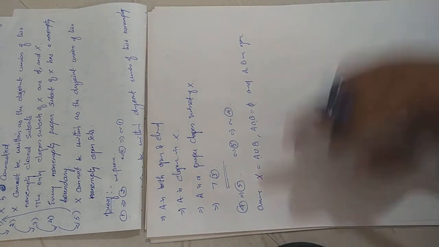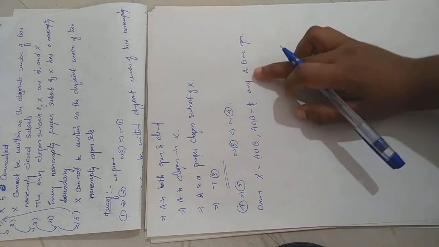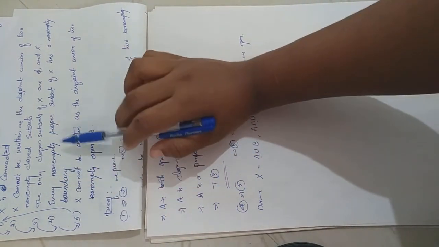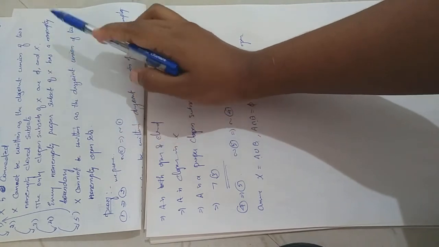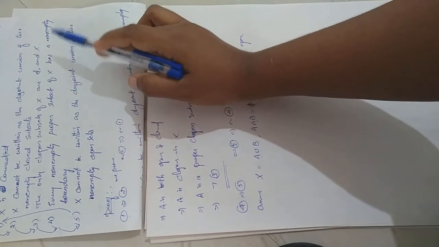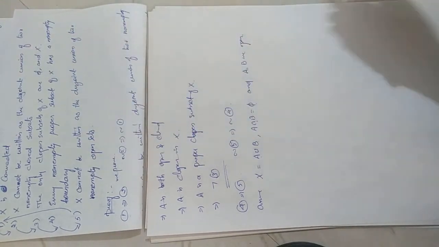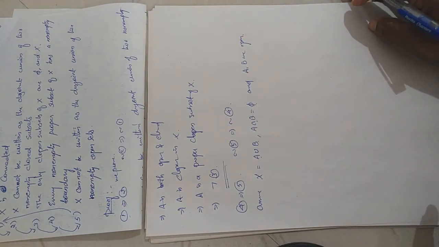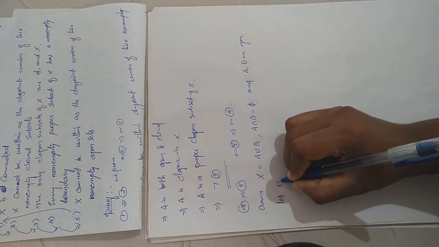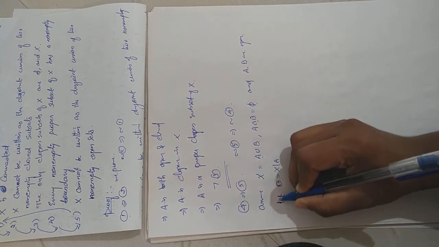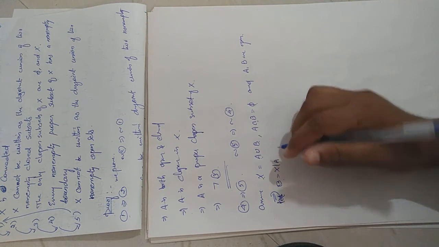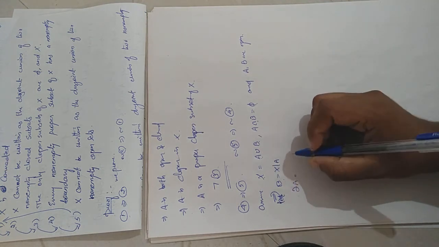Ready? So X is equal to A union B, A intersection B equal to empty, and A and B are open. We want to prove negation 4. What is 4? Every non-empty proper subset of X has a non-empty boundary. What is the negation? There is a non-empty proper subset of X which has empty boundary. So we want to prove the negation statement. Since X equal to A union B, A intersection B equal to empty always implies B will be equal to X minus A.